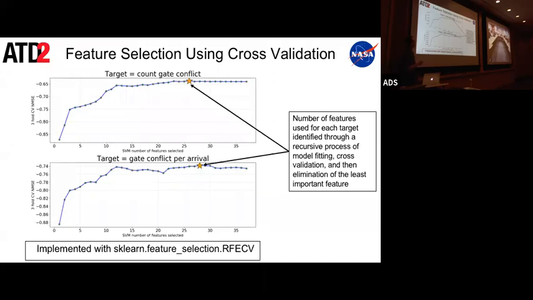So you can see here when we did this on this data that we kept the top 26 or so features and 23 or so features. The top graph here is for just the vanilla count of gate conflicts. The bottom here is the gate conflict per arrival. And that is what we did using scikit-learn, what they call recursive feature elimination using cross-validation.